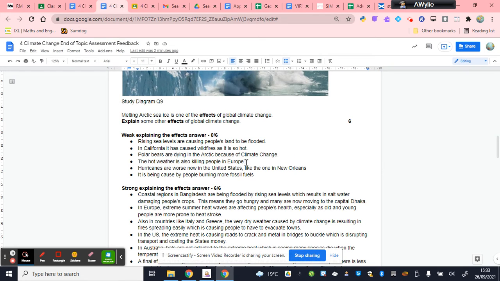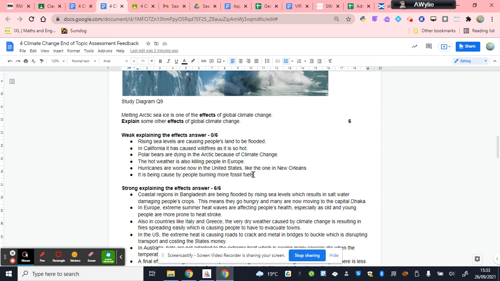Hot weather killing people in Europe. I don't really know anything about what that means. Is that in winter? When is that? Why are people dying? So no mark there. Hurricanes. Why are hurricanes worse? I don't know why, and I don't know how hurricanes are affecting people in the United States, how maybe destroying homes or blowing over sea defenses.